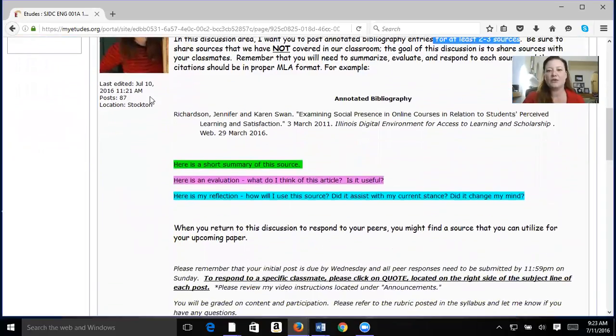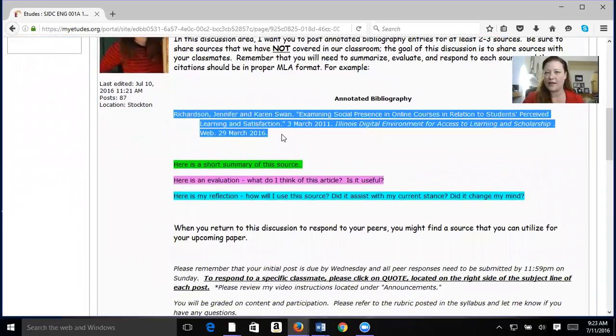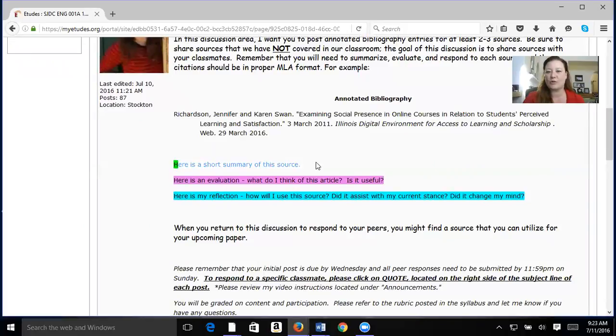And you do that by creating a works cited entry for that source. Then you give a short summary of the source, an evaluation of the source, and a reflection on the source. So 3 mini paragraphs for each source you give me. So if you have given me 2, you'll have a citation, 3 mini paragraphs, citation, 3 mini paragraphs. And that is for your first entry here by Wednesday. And again, this discussion is going to help you with that draft. So hopefully that makes sense.